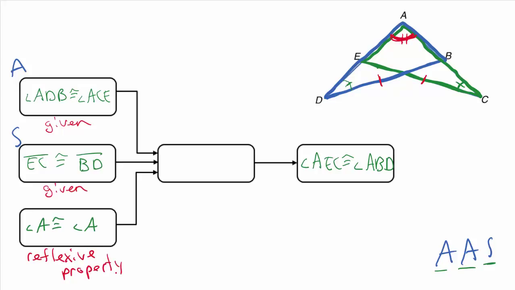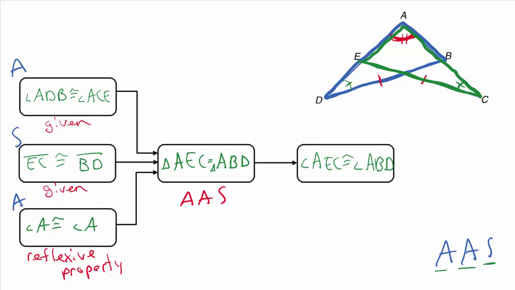Now, that's enough information. We've got an angle, a side, and that other angle. But remember, it's not included. We've got enough information now to say that those two triangles are congruent to each other. So let's go ahead and write that. We've got a congruent shortcut. Triangle, we've got to be very careful about how we write this. So triangle AEC is congruent to triangle ABD. What's our reason for that? Our congruent shortcut, AAS, angle, angle, side.